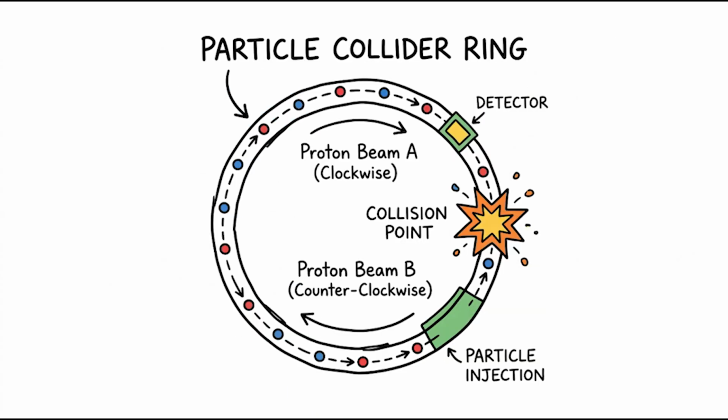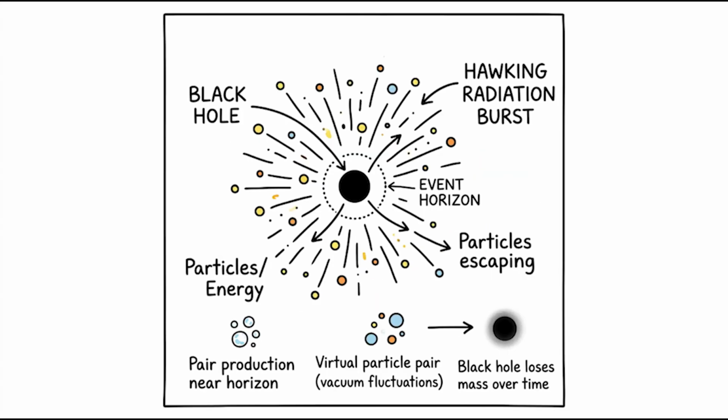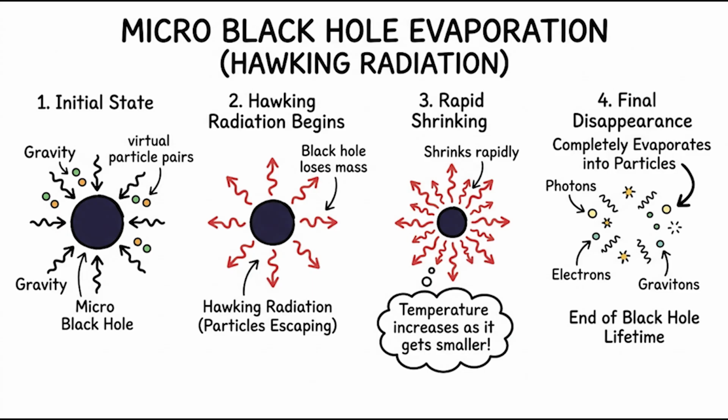Scientists have even wondered if machines like particle accelerators could create these tiny black holes. But even if they form, they wouldn't last long, like not even a second long. They would evaporate almost instantly through Hawking radiation, releasing energy in a quick burst. The smaller the black hole, the faster it disappears. And micro black holes are basically all evaporation, no lifespan.